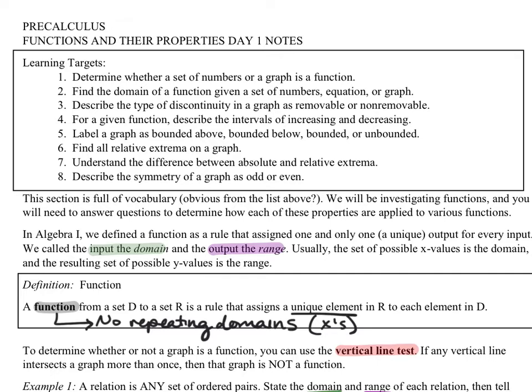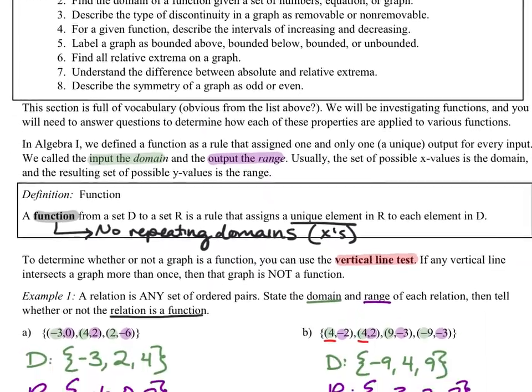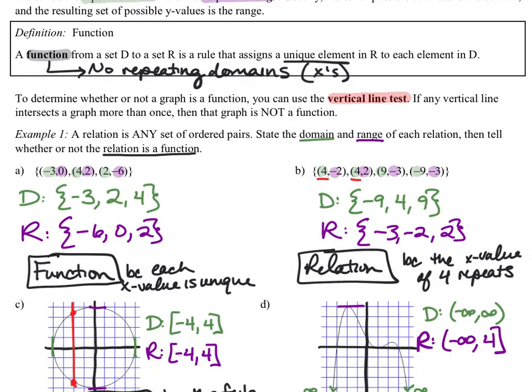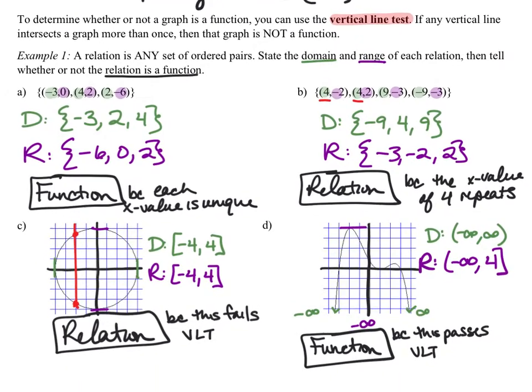If the x's in the function are not repeating, that's considered a function. If it is repeating, it is not a function, it is just a regular relation. You can look at the x values if they're listed. Otherwise, you will perform the vertical line test to be able to determine if that relation is a function. So if any vertical line touches the graph more than once, that graph is not a function.